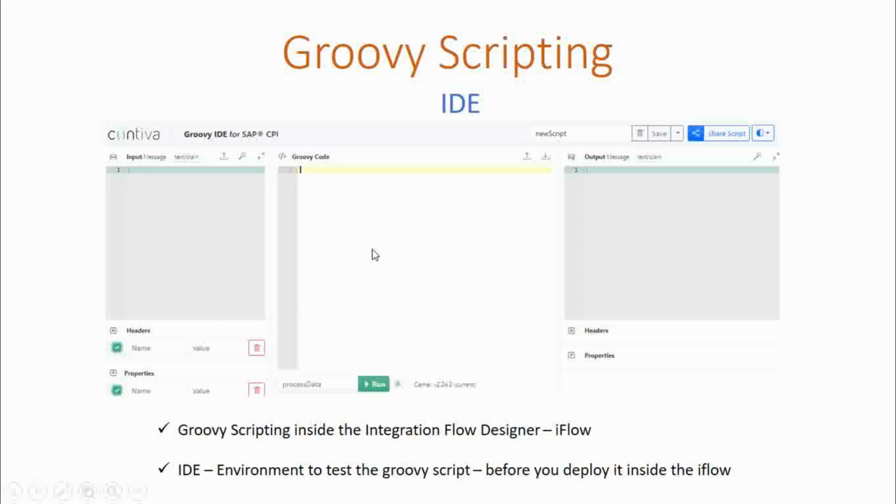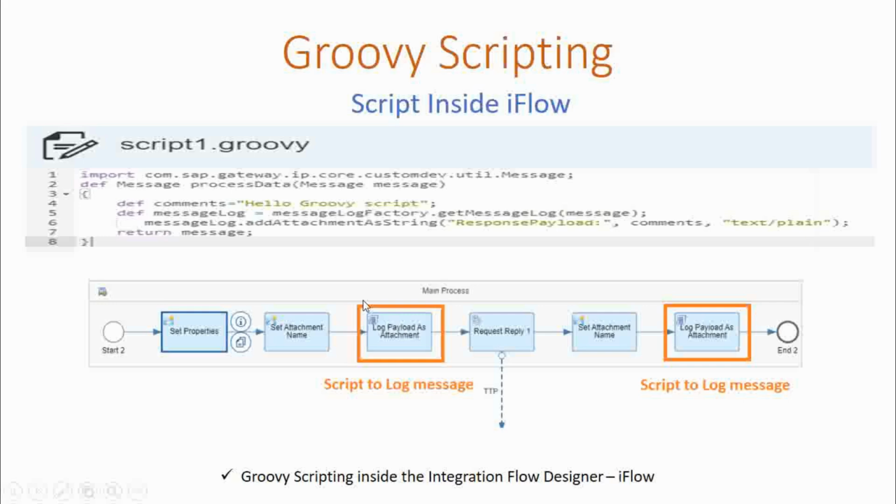Okay, so using this IDE, we will take up one small case. We will write a Groovy script, we will send a message, and we will get an output. Until we get a proper output, we will modify this Groovy script, test and verify. Once everything is completed, then we can directly use this Groovy script inside my iFlow. Okay, so this is my introduction video on Groovy script, and that is why I explained these things.